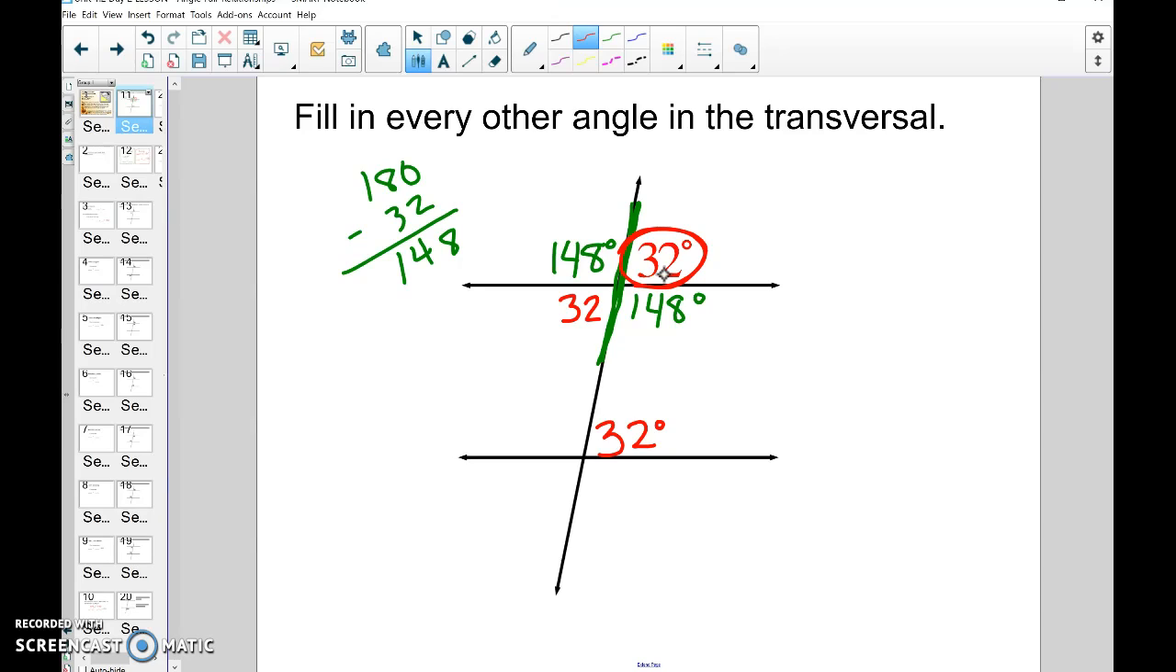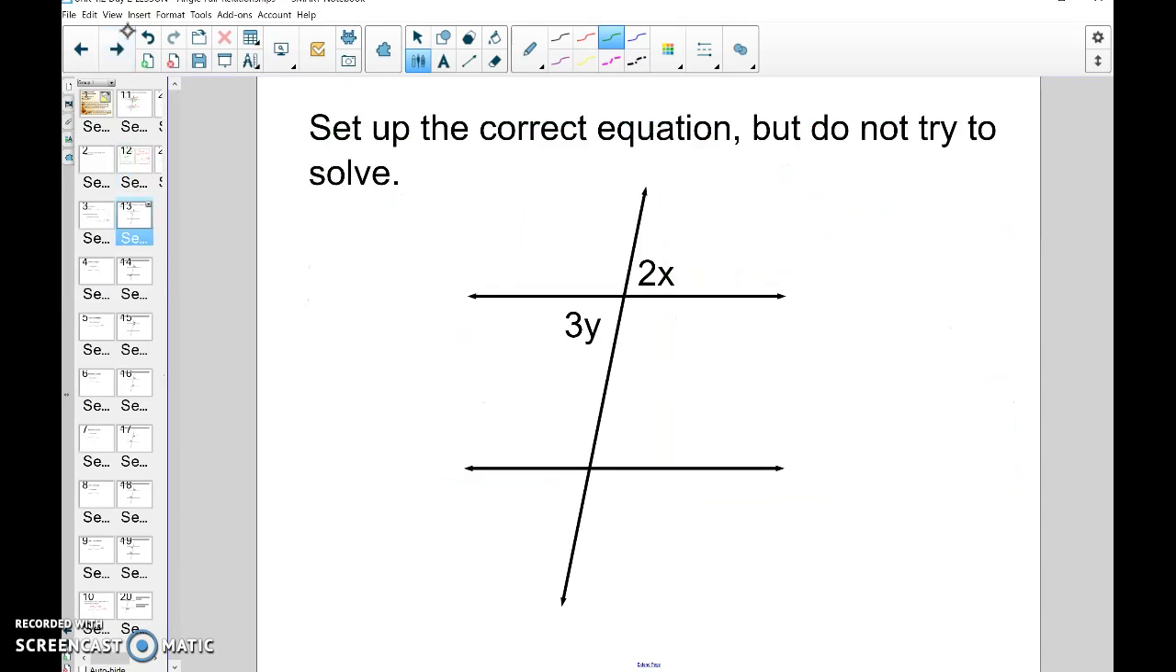These two are corresponding, which means they're equal to each other. If one's 32, the other has to be 32. And then by the same reasoning we figured out everything up there, this is now 32, and this is 148. So that's a little bit of reasoning as to why angles are either all congruent or all supplementary. Let's now actually apply that to some of this stuff.